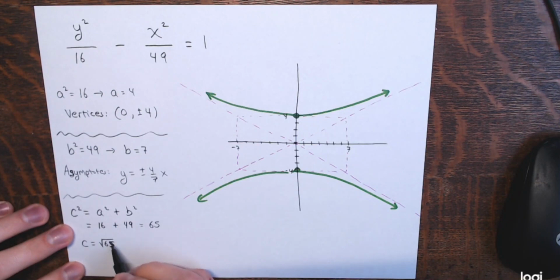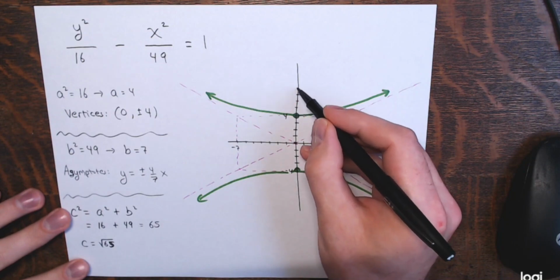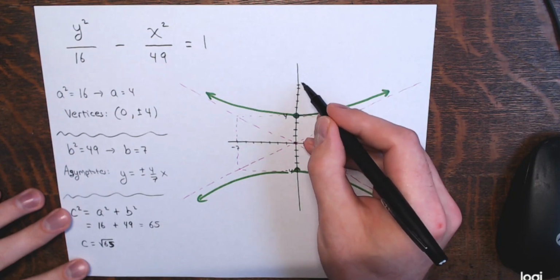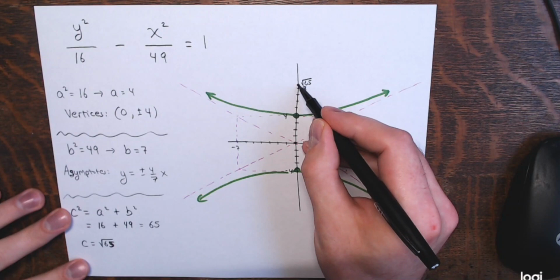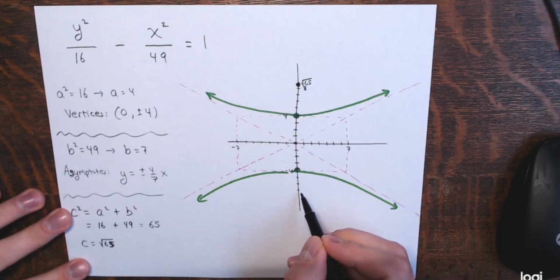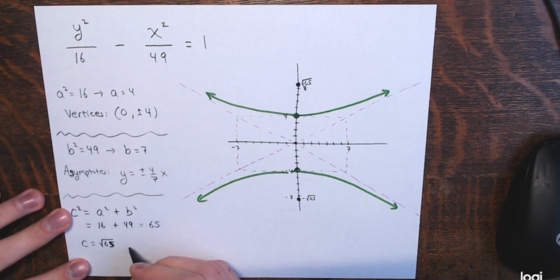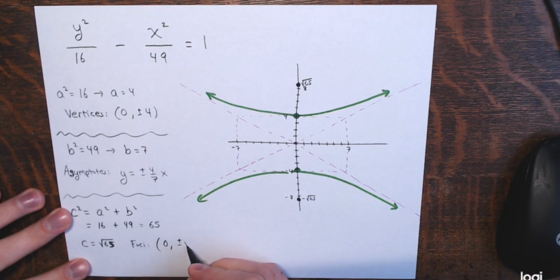Square root of 65, which is a little bit above 8, right? So 5, 6, 7, 8. So a little bit above 8 units. There's the square root of 65, there's a focus. And negative 5, negative 6, negative 7, negative 8. A little bit below negative 8 would be negative square root of 65. There's another focus, right? So the foci would be at 0 comma plus or minus square root of 65. Right? And there's our graph.